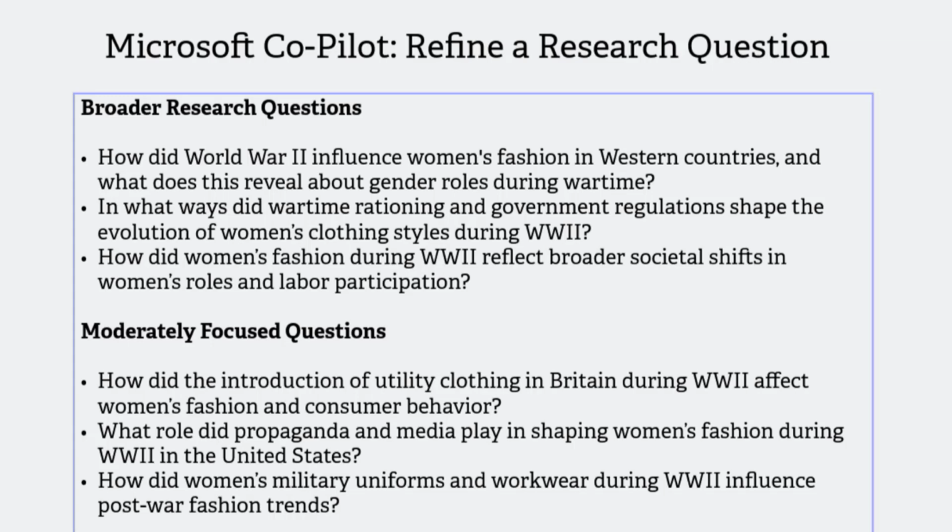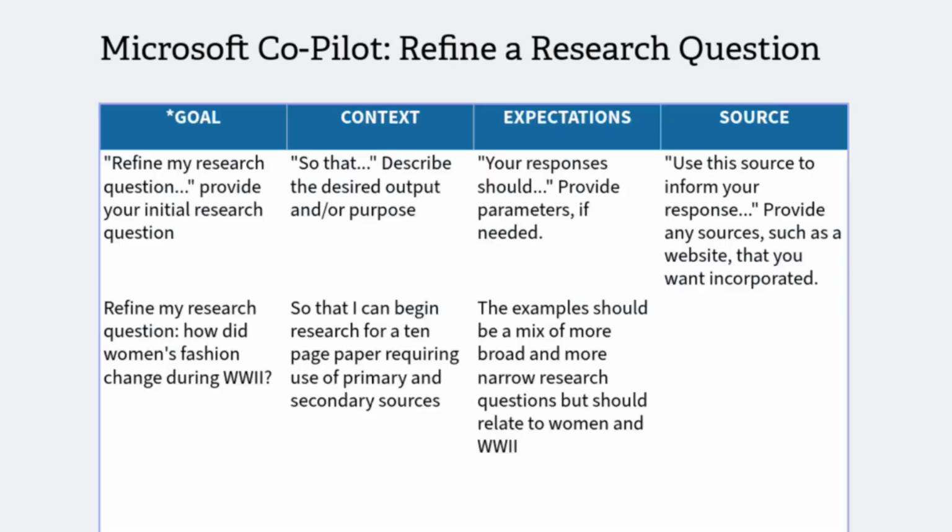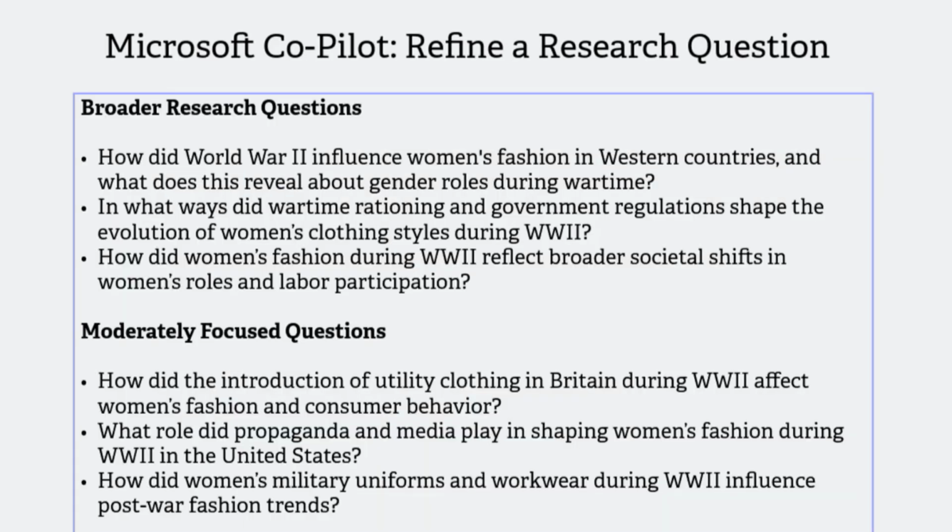No need to read through all of this, but it gave me 3 different categories here. It gave me broader research questions, moderately focused research questions, and narrower research questions. In this, it is considering my context, so that it's going to be for a paper, that I'm going to need primary and secondary sources, and it is meeting those expectations of some are more broad, some are narrow. And this is a way to just sort of get an idea of different directions you can go in if you're early in your research stage.